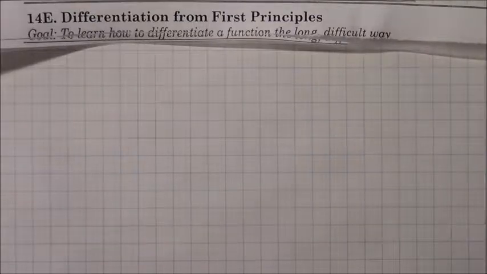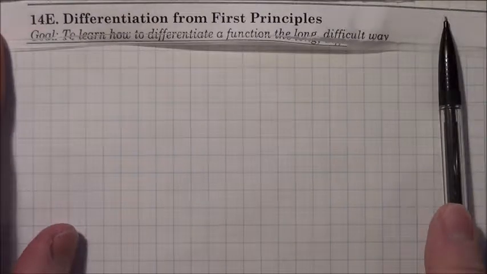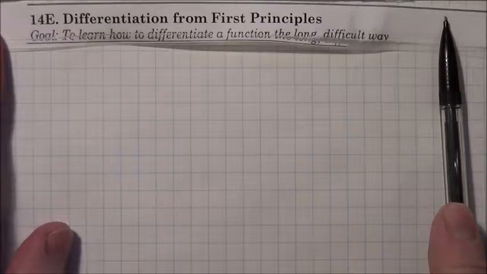Hi, welcome to Lesson 14e, Differentiation from First Principles. The goal of today's lesson is to learn how to differentiate a function the long and difficult way.